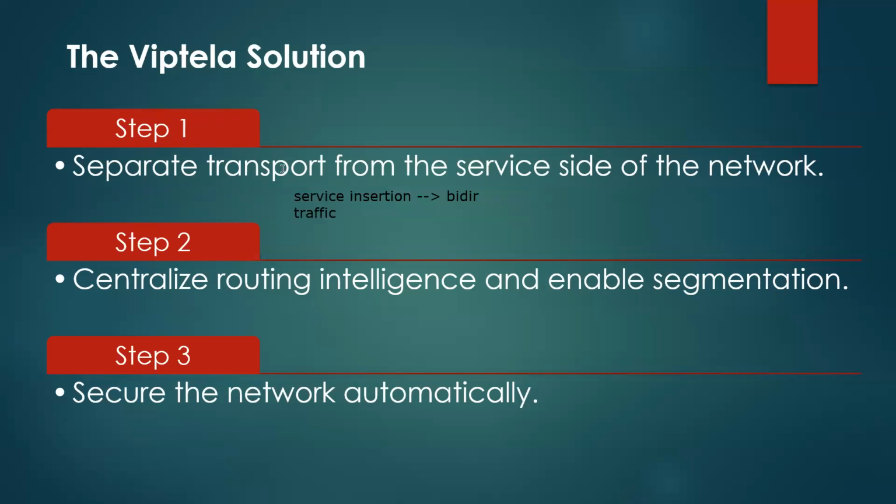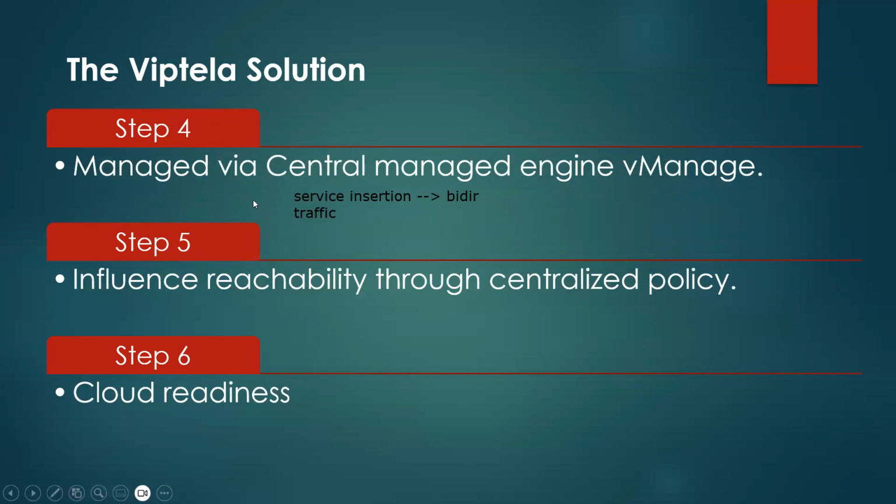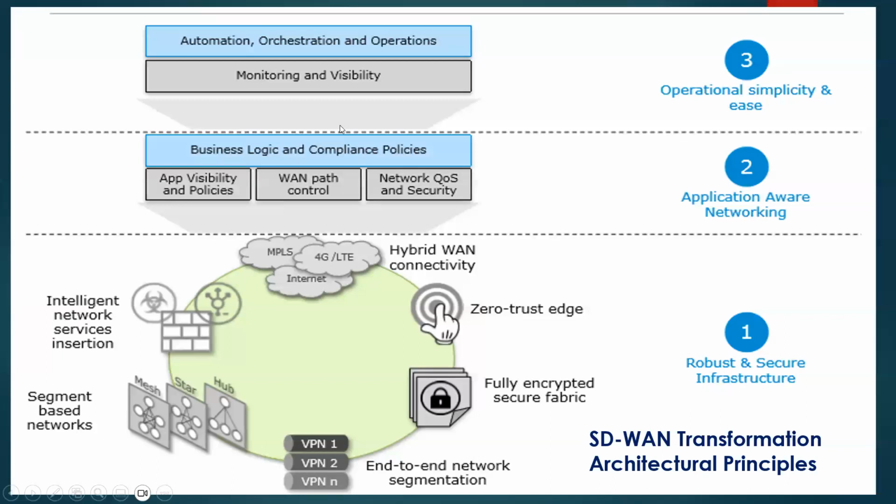Now let's see, the Viptela solution will provide you separate transport for separate VPNs. You'll see that we have VPN 0, VPN 1, VPN 2, VPN 512, all those things. We have centralized routing intelligence, and the network will secure itself automatically. Then we can manage everything from vManage. We can create the central policy. We can easily integrate all the solutions with the cloud. So all integrations we have, right?